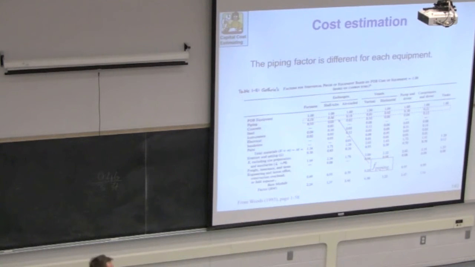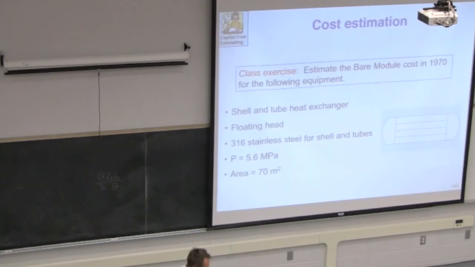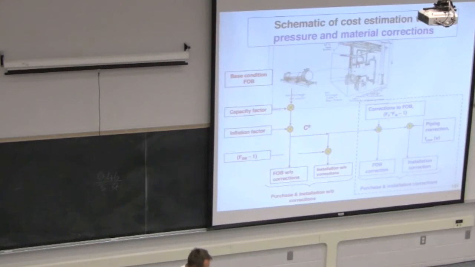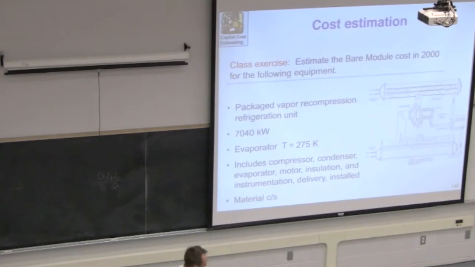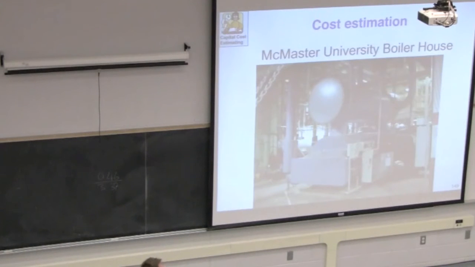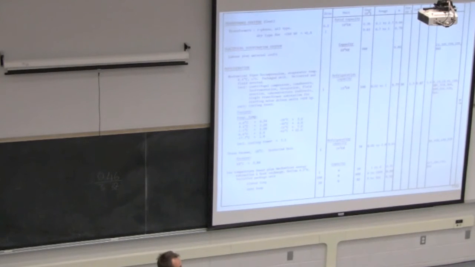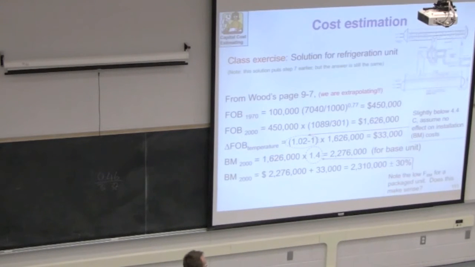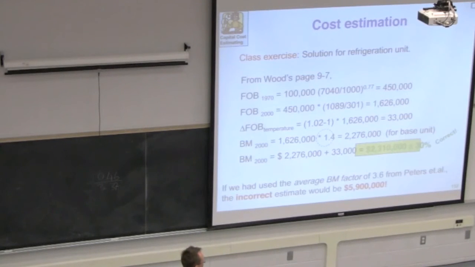So let's do another example to help solidify this concept. Here in the notes is another example for you to try at home. I won't go over this one. This is a unit that's actually in the boiler house here at MAC. You can go estimate the cost for this refrigeration unit, and that's what it looks like. And there's the table that you can read the data from, and the worked out solution is given to you in the slide. So I won't go through that.